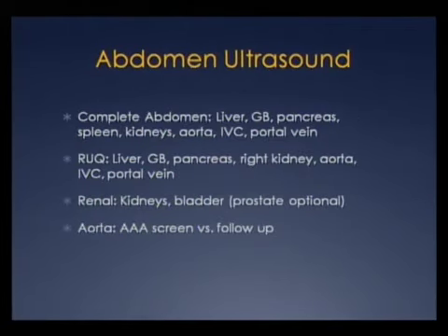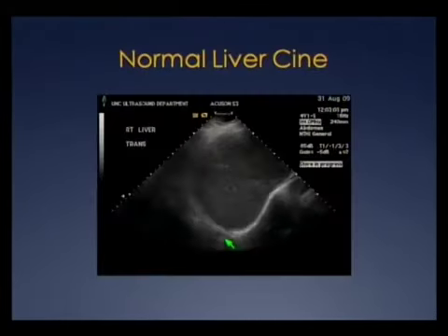Now, there are different components of the abdominal ultrasound, which have corresponding different CPT codes. The complete abdomen includes the spleen, both kidneys, and the aorta, IVC, and portal vein. The right upper quadrant does not include the spleen or the left kidney, and the renal exam includes the kidneys, the bladder, sometimes the prostate, and the aorta. There's a different CPT code for screen versus follow-up.